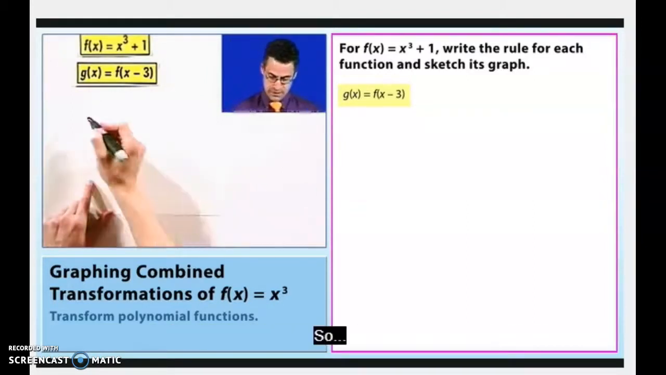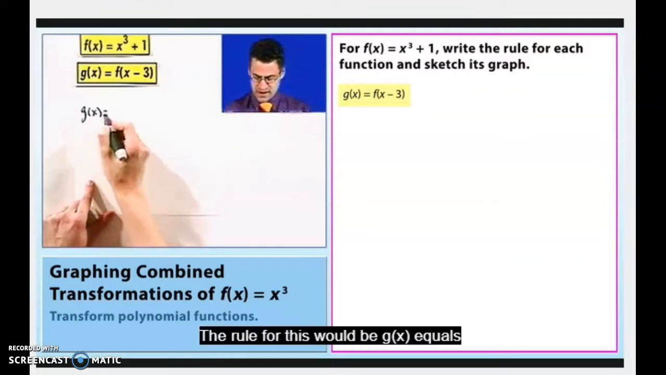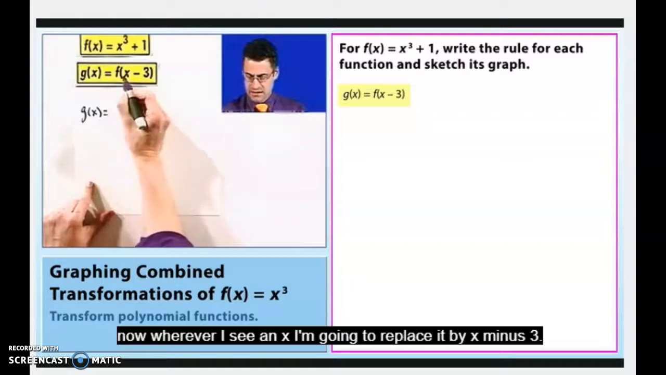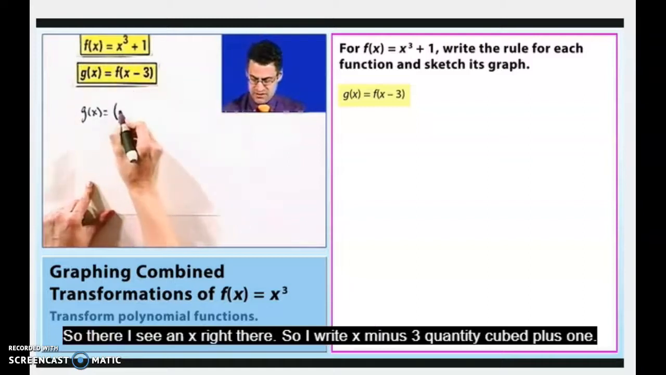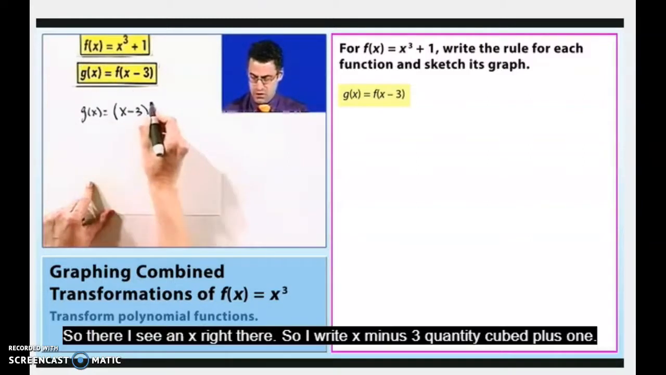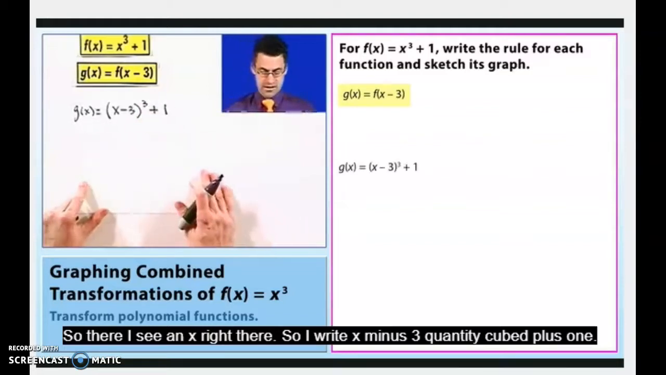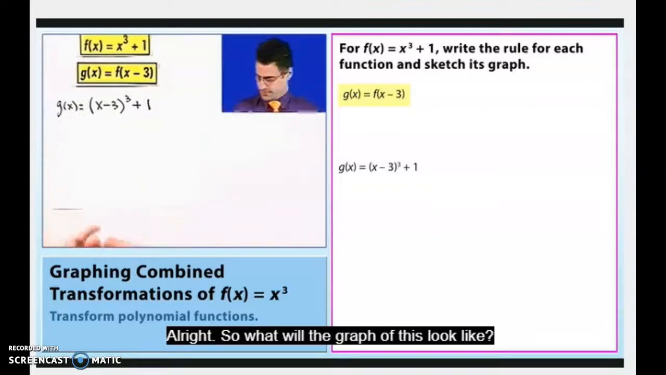So the rule for this would be g of x equals, now wherever I see an x, I'm going to replace it by x minus 3. So there I see an x right there. So I write x minus 3, quantity cubed, plus 1. All right, so what would the graph of this look like?